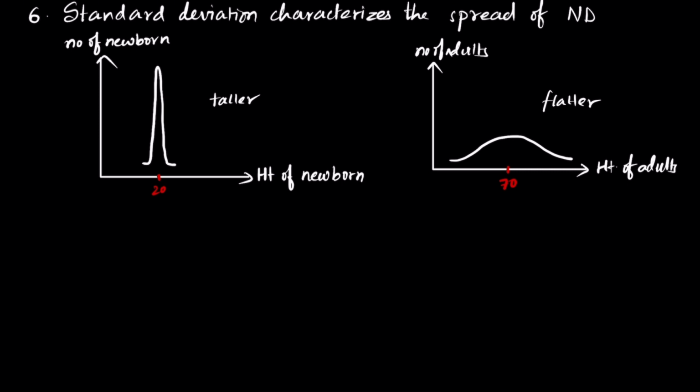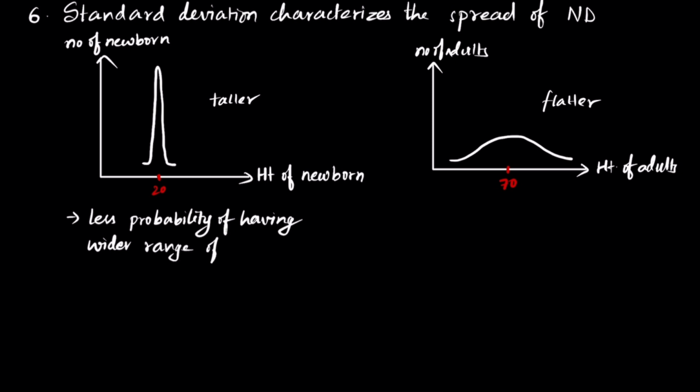In first graph, there's less probability of having wider range of heights. That is, the height of a newborn is usually in between 19 inches and 21 inches, and mostly it's 20 inches. So there is less probability of having various heights around the mean height.